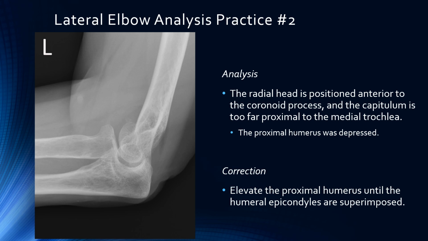All right, analysis for number 2. The radial head is positioned anterior to the coronoid process, and the capitulum is too far proximal to the medial trochlea. The proximal humerus was depressed. So for the correction, elevate the proximal humerus until the humeral epicondyles are superimposed.